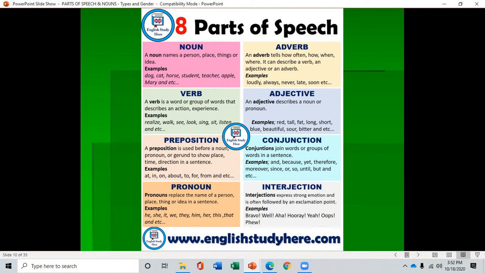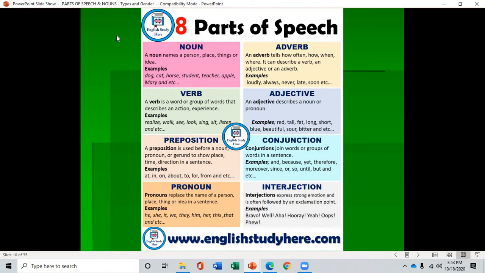For example, Anna is cooking. Anna is dancing. So instead of saying Anna is dancing, we can say she is dancing. Okay? So we use pronoun that way.